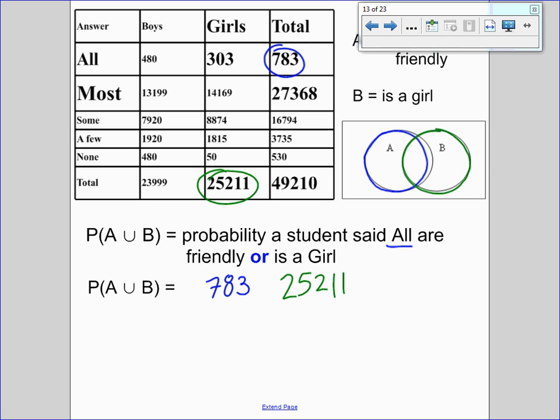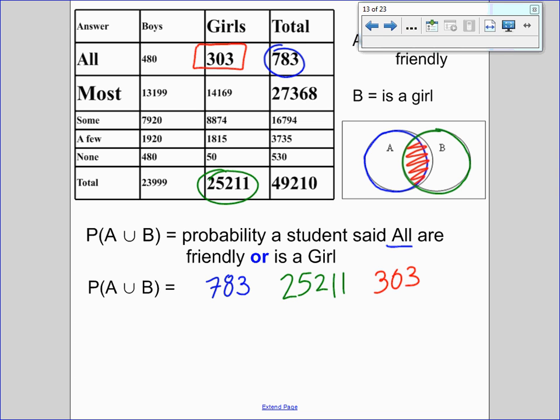So what do we need to do? We need to subtract off that overlapping portion. It's been counted twice, so we need to subtract it off once. That is, namely, girls who said all are friendly. How many was that? Let's go find it. Everybody find girls who said all are friendly. All right, how many students is that? Hans? Absolutely. So this is our overlap that we need to subtract off.